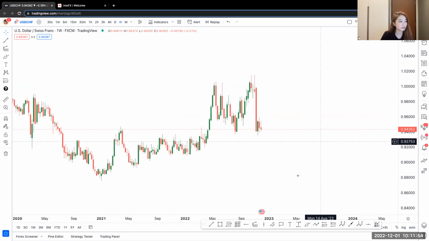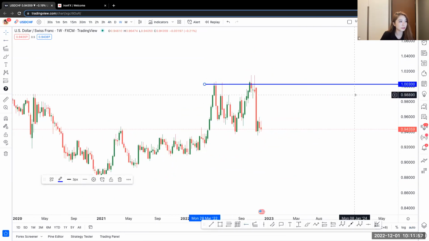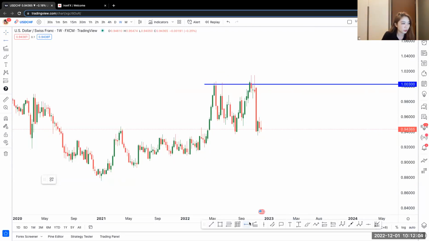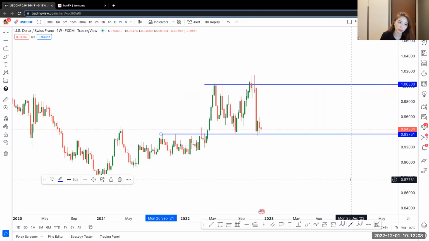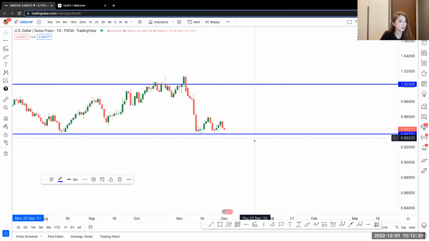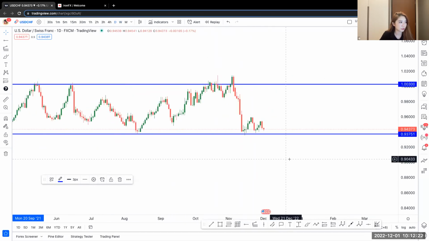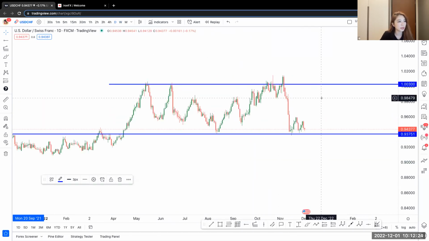Okay, so on the weekly, it's very clear where the resistance price is. We are looking at roughly 1.003. All right, and for the recent support, we're looking at 0.3751. Oh, Q&A. Okay, we'll look at Brent oil later on. Look at daily. Not much of a trend. I would say that it's really bouncing up and down within these two prices.